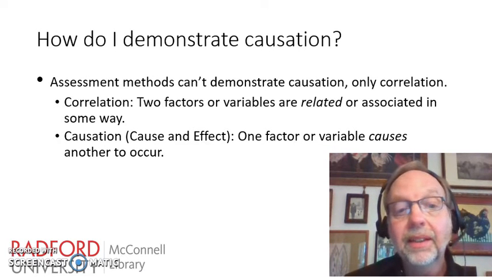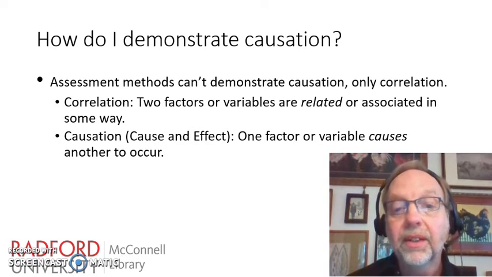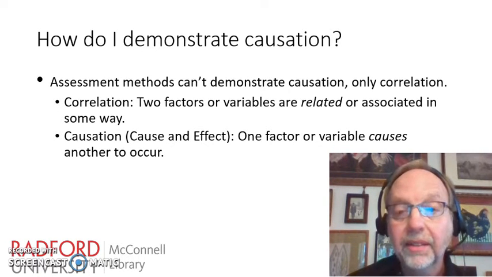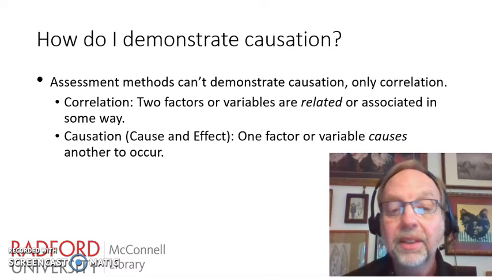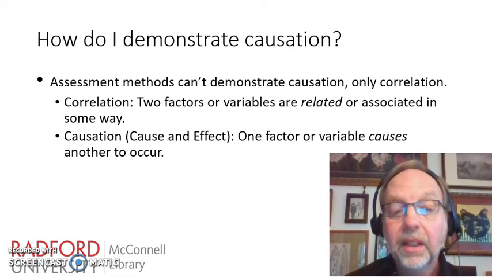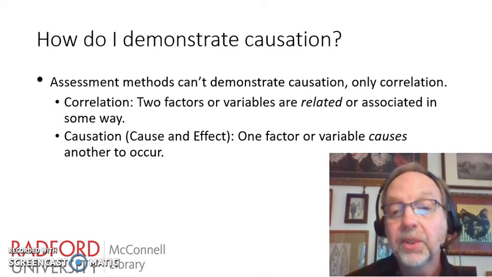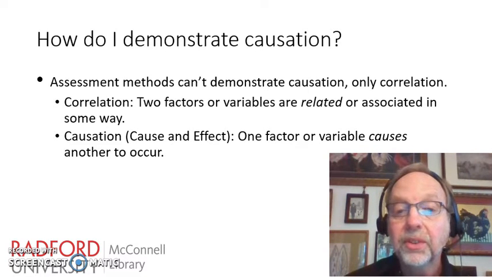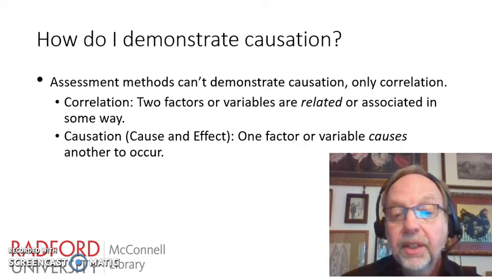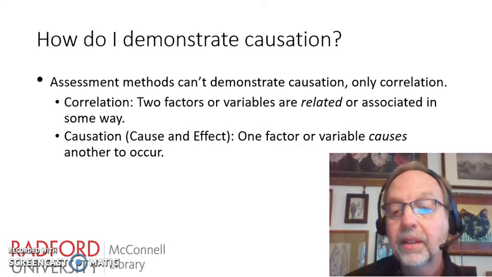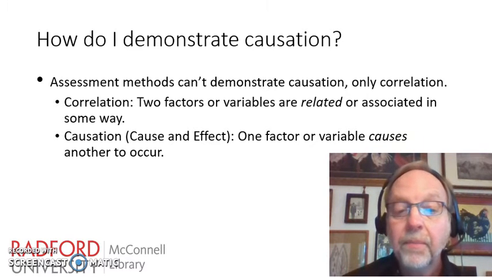And last but not least, how do I demonstrate causation? Well, the short answer is you can't. In assessment, correlation is about the best we can do. And to help clarify things, correlation is two factors or variables that are related or associated in some way. For example, frequent student use of library resources is associated or correlated with higher GPA.